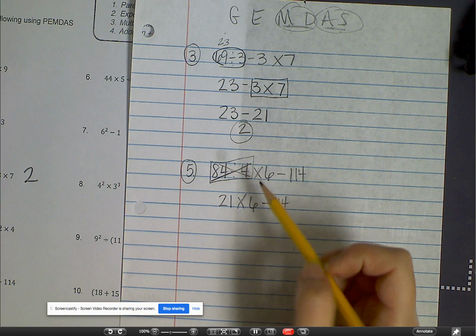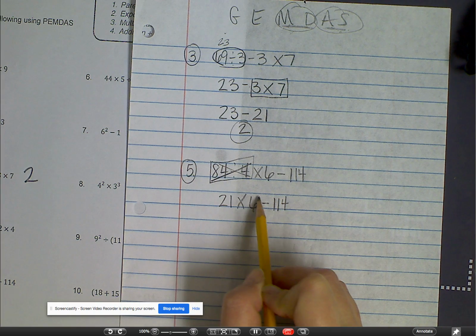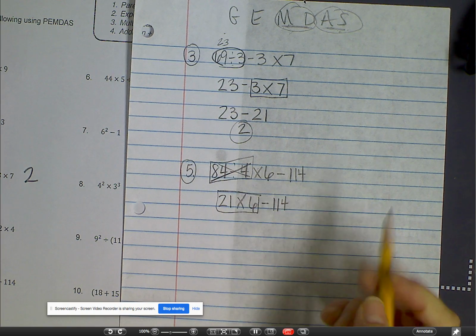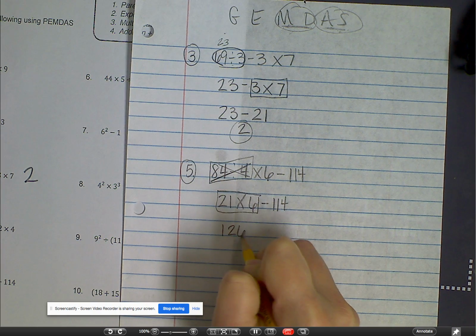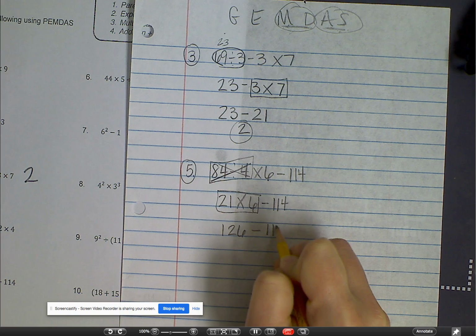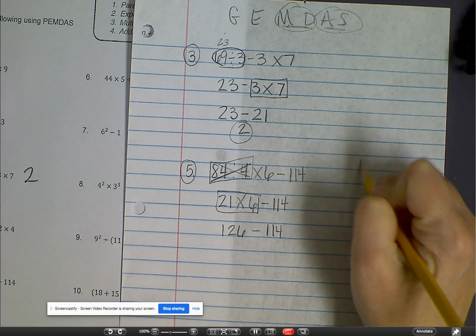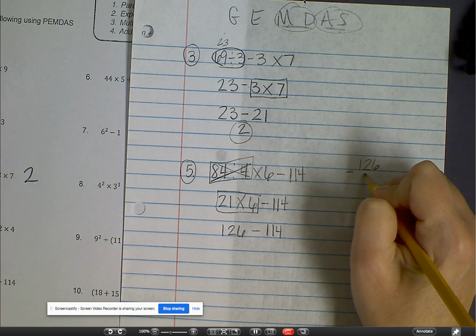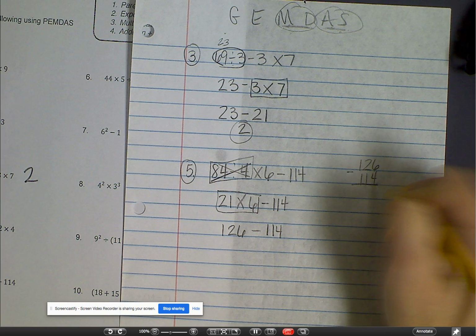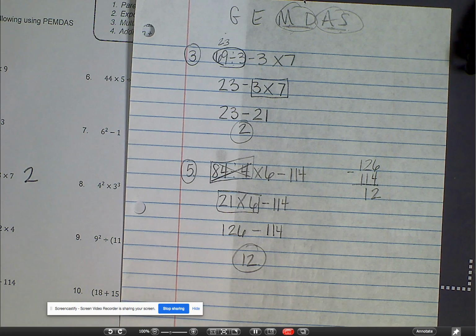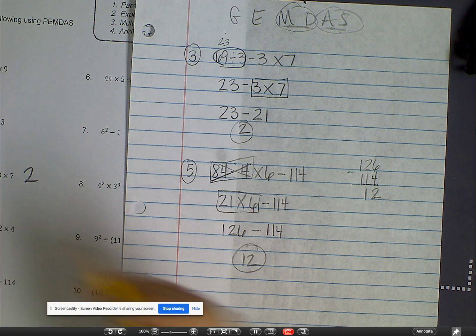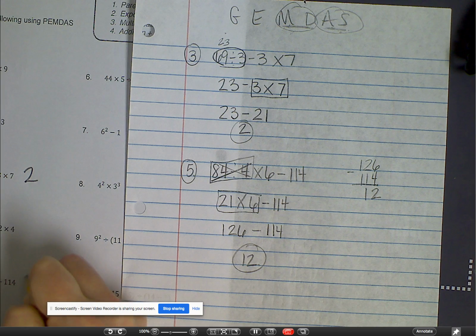So the next thing I'm going to do is I have multiplication. So I'm going to do this right here. 21 times 6 is 126 minus 114. Okay, so I'm not real good at subtraction. So let's see here. That's 2, that's 1. So it's 12. So the final answer is 12. For number 5, the final answer is 12.